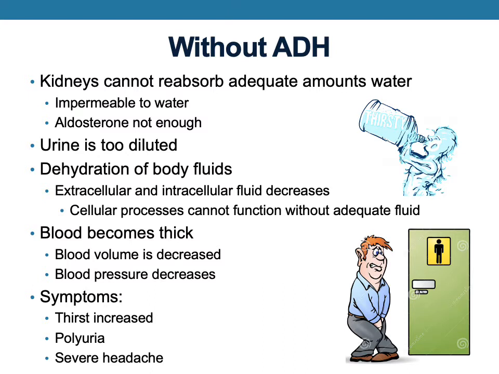Some symptoms associated with decreased level of ADH or lack of response to ADH are increased thirst, polyuria, which is frequent urination, and severe headache. These symptoms are very similar to early onset diabetes. Well, there is a type of diabetes associated with inadequate ADH release or inadequate response to ADH that I'll talk about in the next slide.